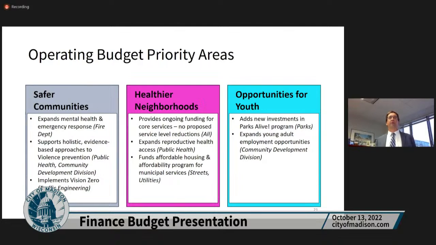In healthier neighborhoods, the budget truly responds to the tremendous loss of reproductive rights recently for women and adds considerable investment in that area. It continues, as is highlighted in the capital budget, large expansion in funding for affordable housing, and adds a new affordability program for municipal services, for example, your water bill, for low-income families and individuals. We'll talk about that a little bit more. And then the Parks Alive program, which was started on a pilot basis in 2022, receives permanent funding and staffing, as well as funding for young adult employment opportunities.